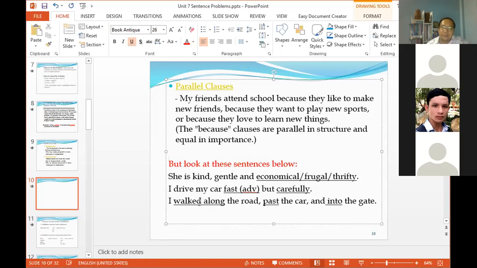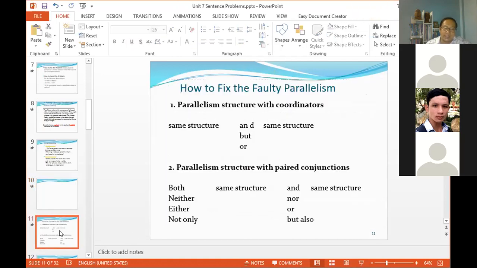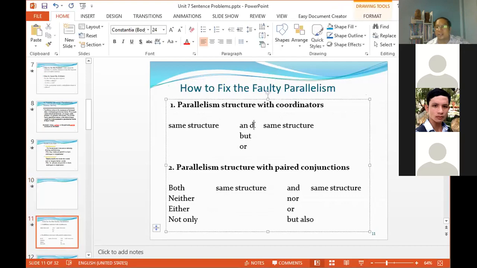If you don't follow the same structure, you will make a mistake. That's why, when you write a sentence, you must be careful. Don't forget the fanboys, there are seven, but there are only three words that we can use to combine noun and noun, for example: and, but, or. So when you use these three words, you must have the same structure on both sides. Noun, verb, adjective, like you learned already.